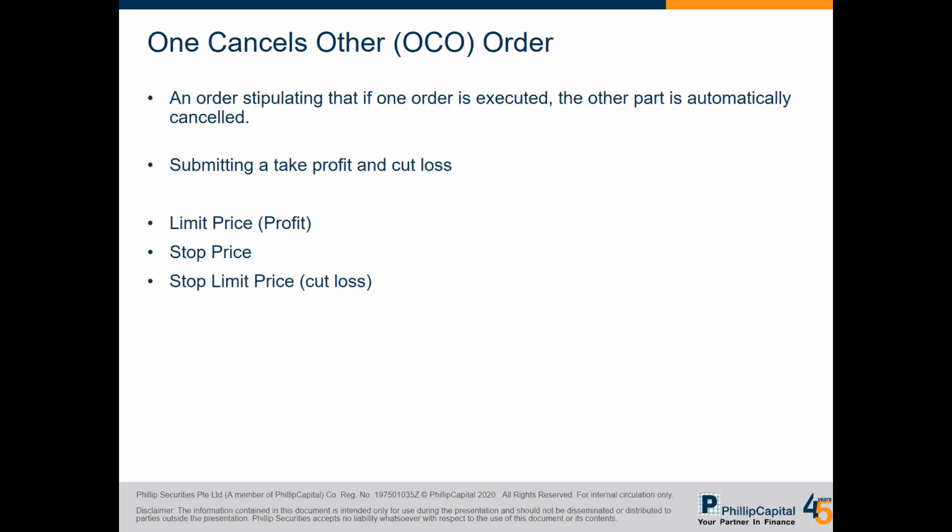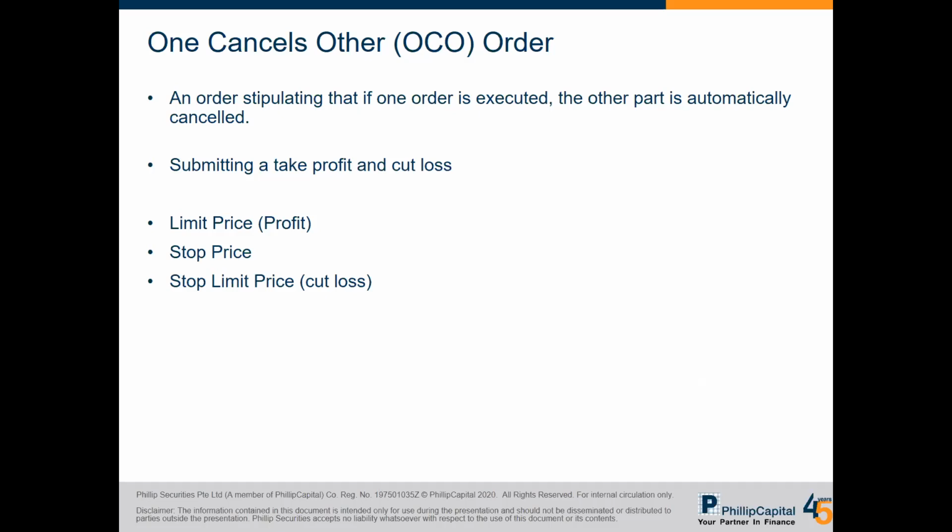So the next commonly used order is the one cancels others, OCO order. This is an order simulating that if one order is executed, the other order will automatically be cancelled. The OCO order consists of three parts. The first one is the limit price, which is the take profit. The second one is the stop price, and the third one is the stop limit price to cut loss.